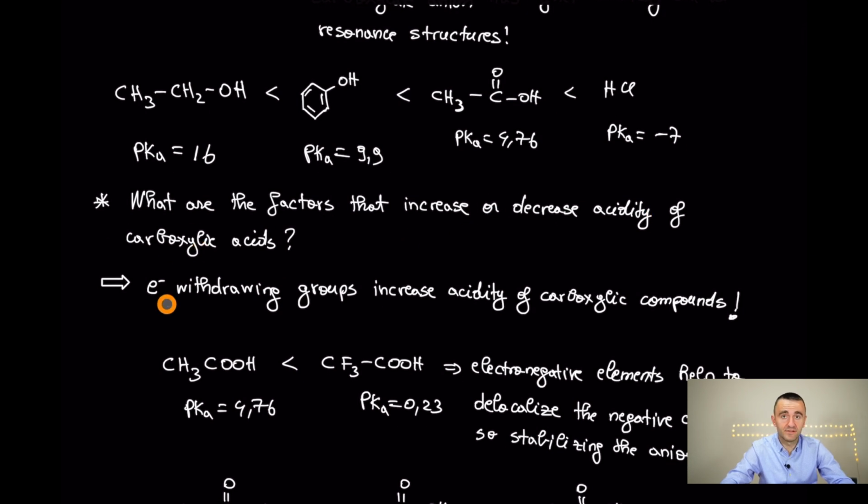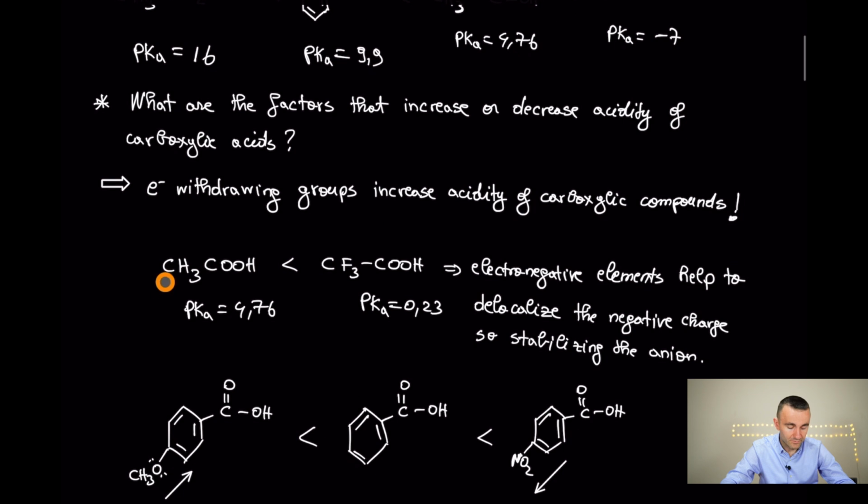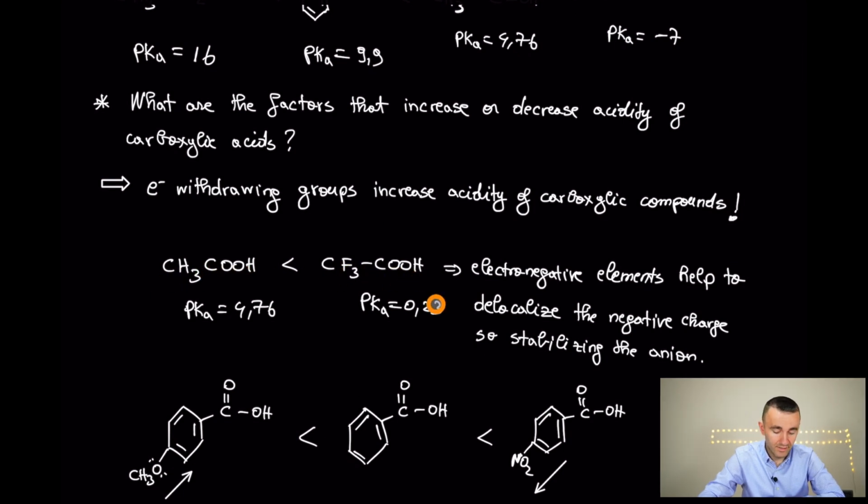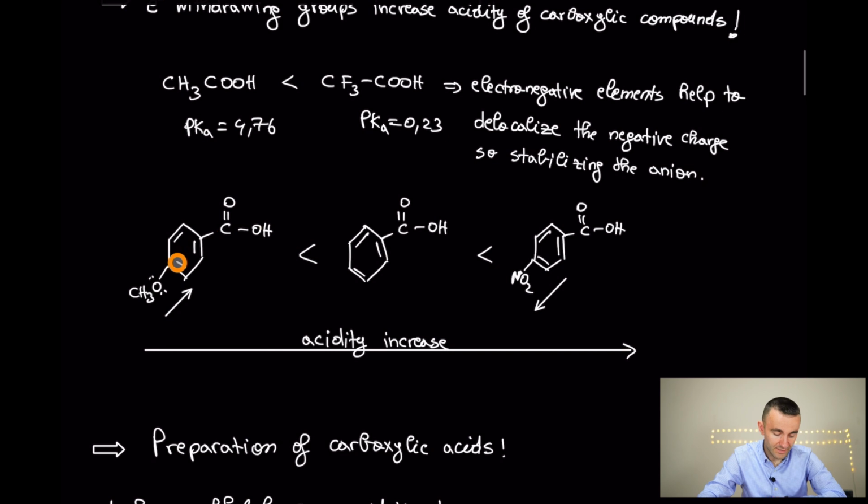The simplest answer is that electron withdrawing groups increase the acidity of carboxylic compounds. Let's take a look, for example, at acetic acid and trifluoroacetic acid. The idea here is that the electronegative elements help to delocalize the negative charge, so stabilizing the anion. And let's move further to something else.